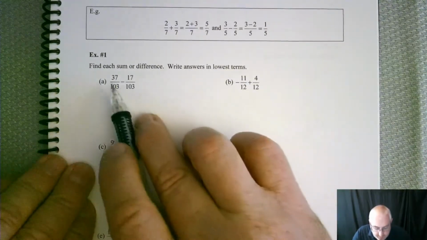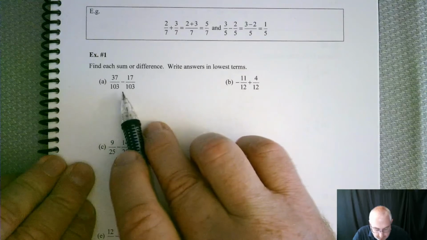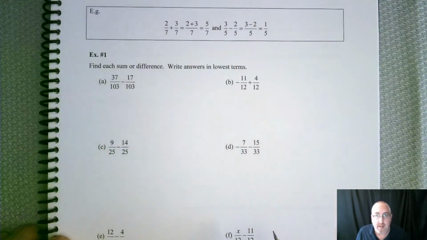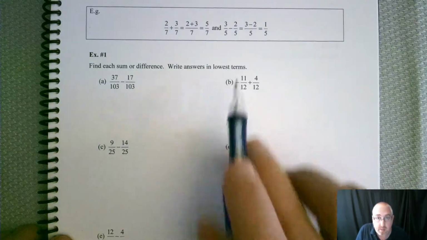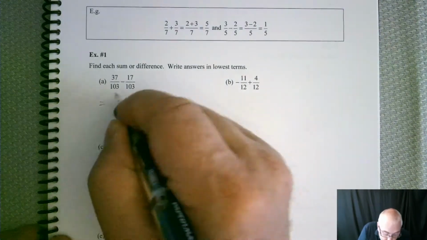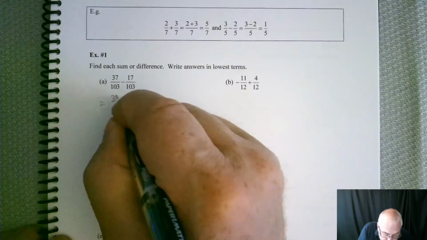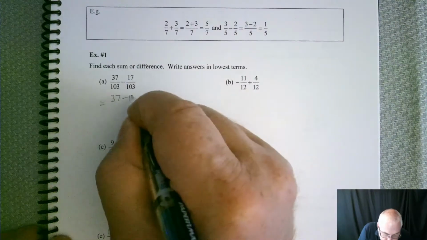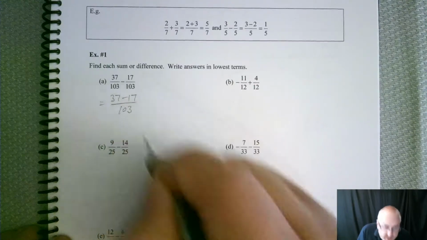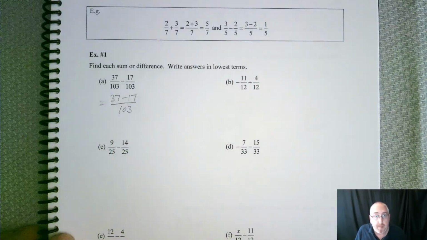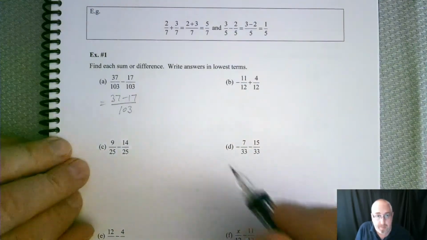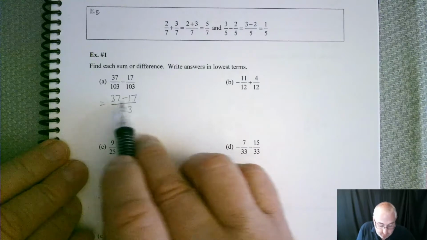So if we got 37 over 103 minus 17 over 103, what do we get for an answer? And remember, we want lowest terms. So in this case, all you're doing is subtracting the tops. Now I like to write out extra steps, but if you're comfortable with this stuff, obviously write as much as you want. So in this case, all you're doing is subtracting those.